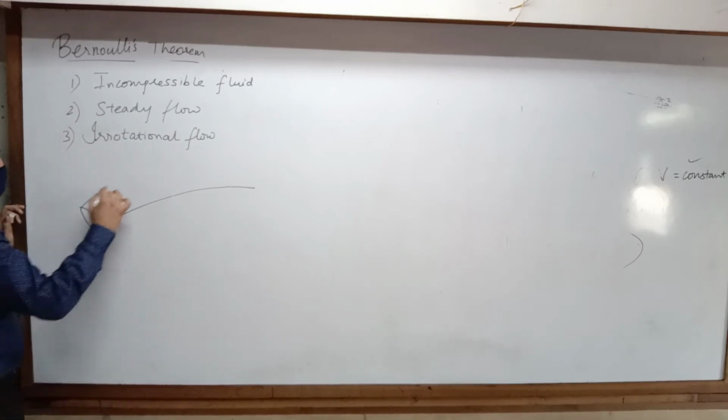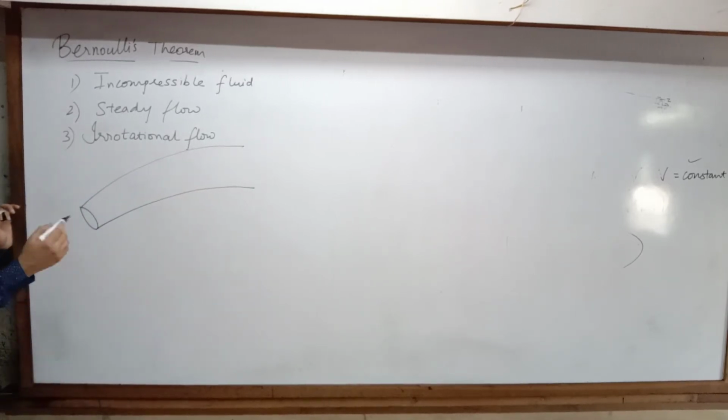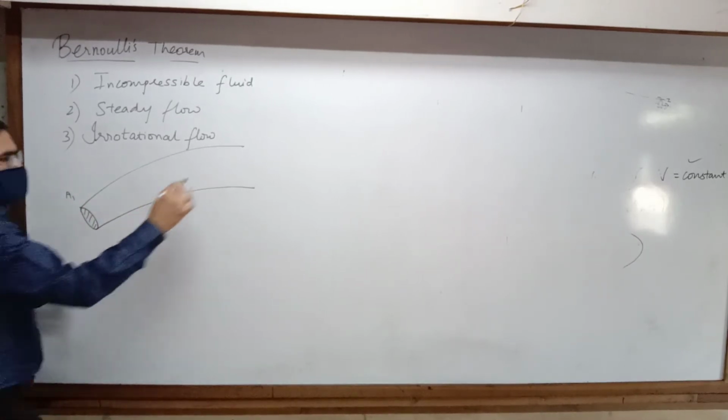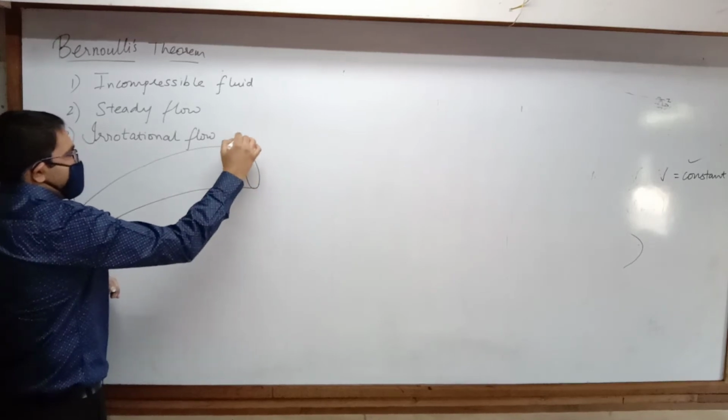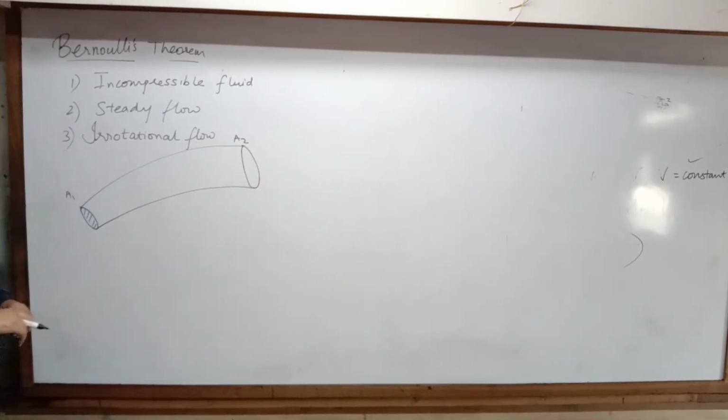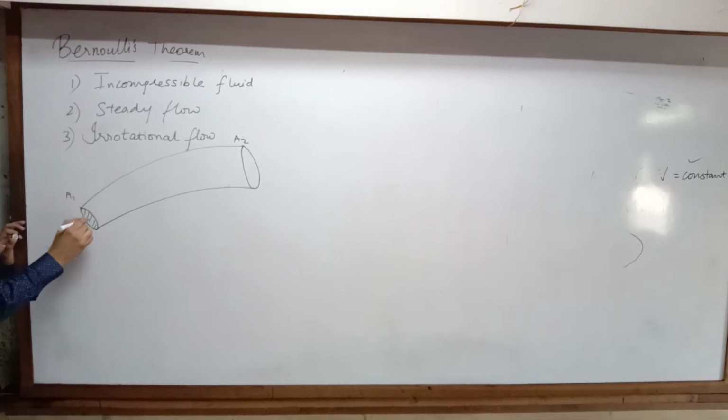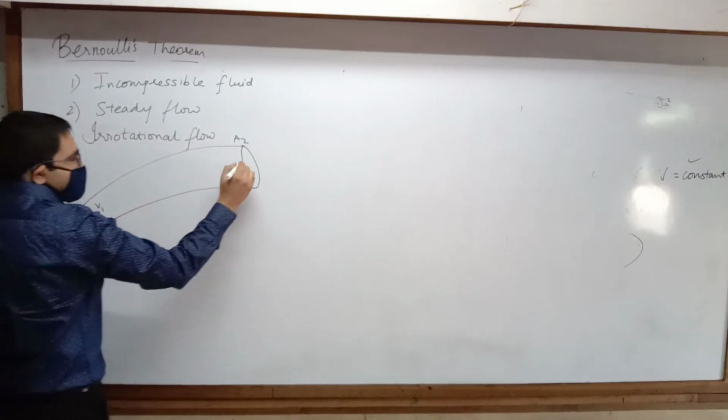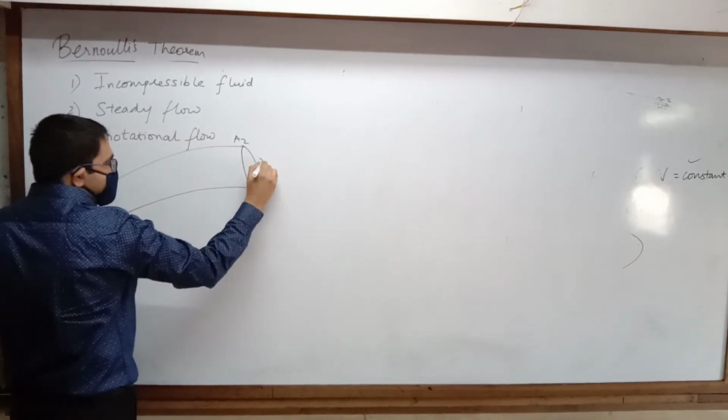And the pipe has different cross sections, or what I mean to say is, this area is A1, this area is larger, A2 for example. Okay? Clear? So here let's say the speed of fluid is V1, and over here the speed of fluid is V2.